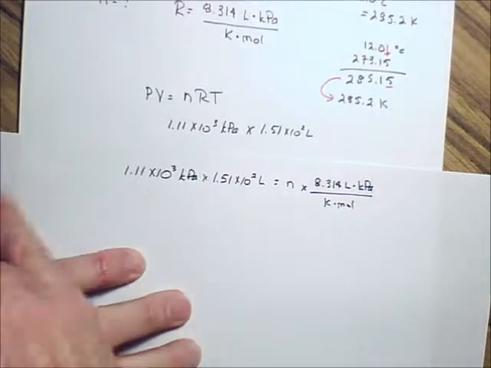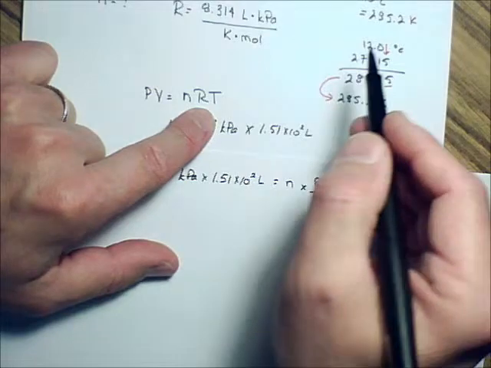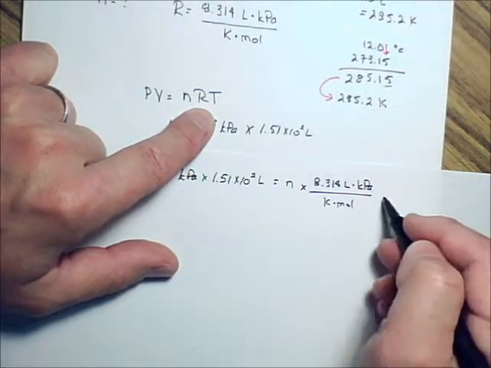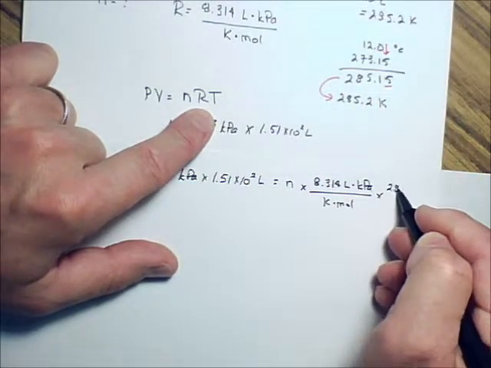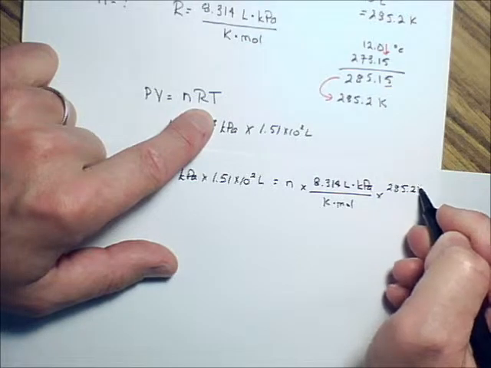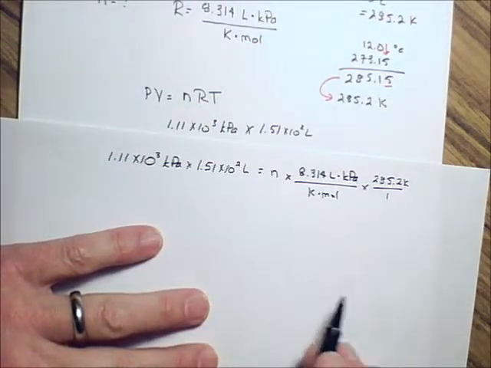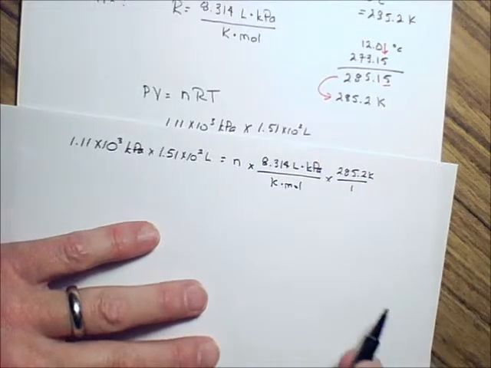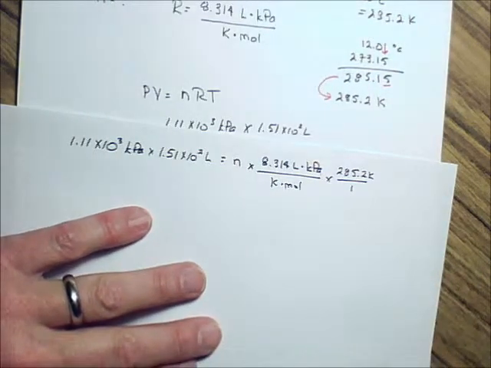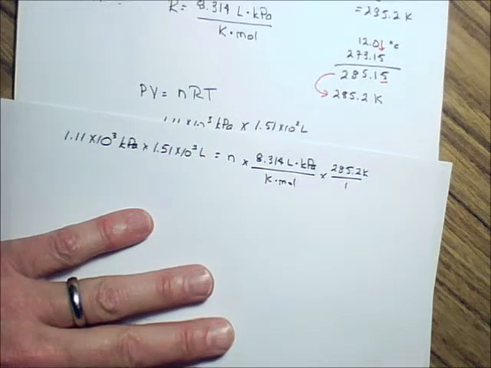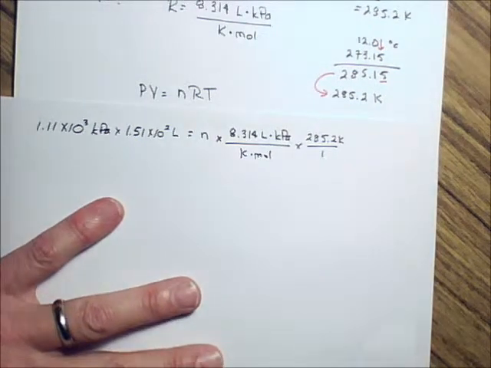All right, so here's temperature. Temperature's 285.2 K. Now I'm going to isolate the unknown. This is where we're going to run out of space here, so I'm going to have to write kind of small over here.